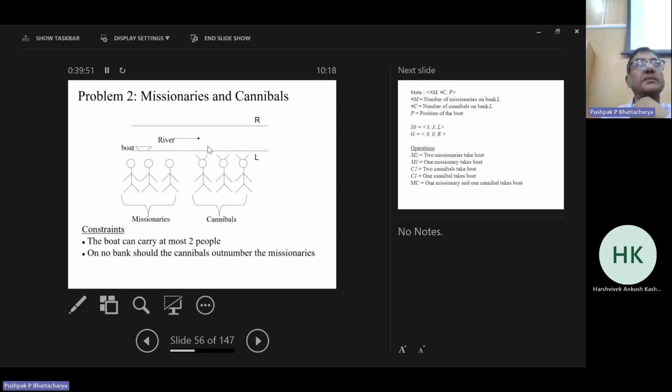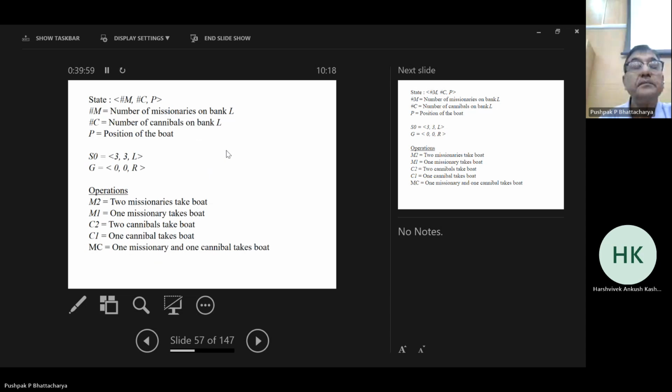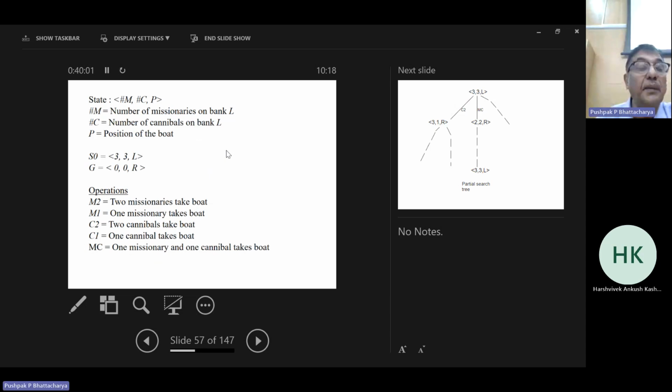So you're thinking, right? Some features, some attributes may or may not be relevant. There are gray areas also. Okay, what are the operations? M2, two missionaries take the boat. M1, one missionary takes the boat. C2, two cannibals take the boat. C1, one cannibal takes the boat. MC, one missionary and one cannibal take the boat.